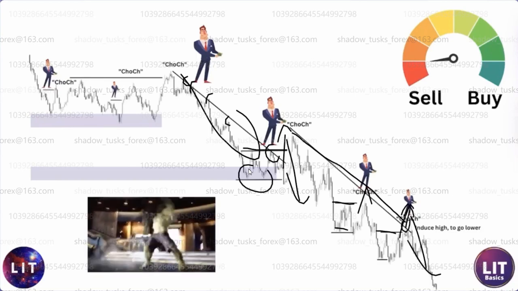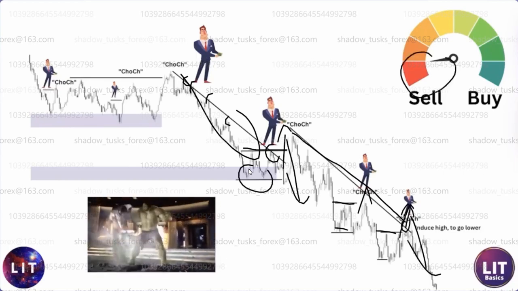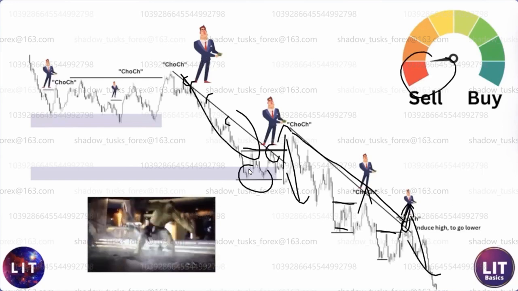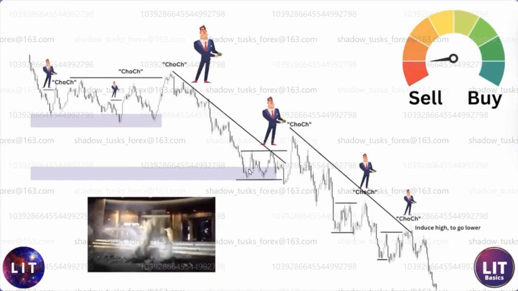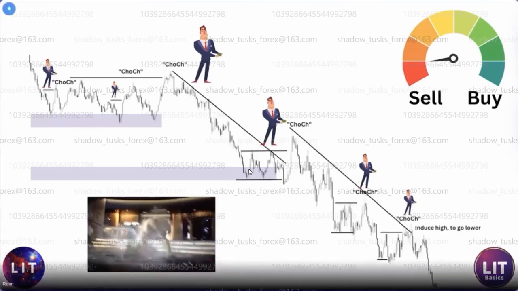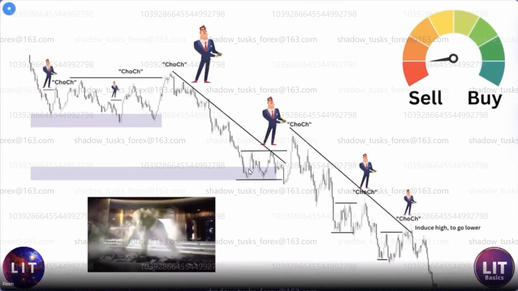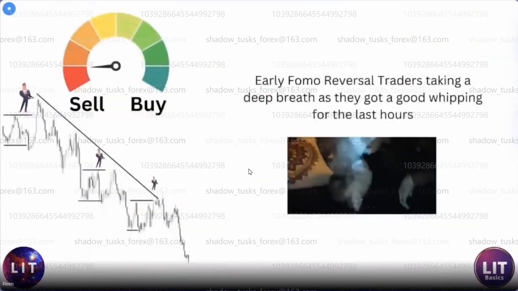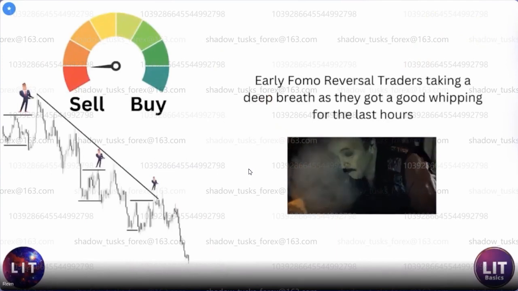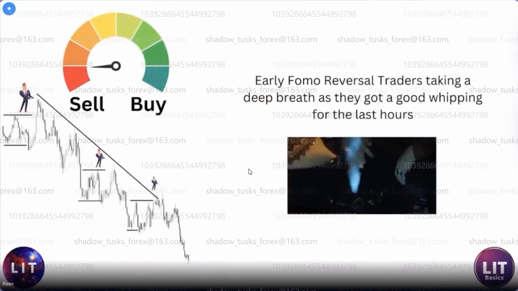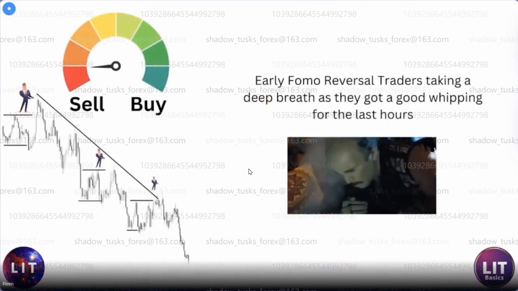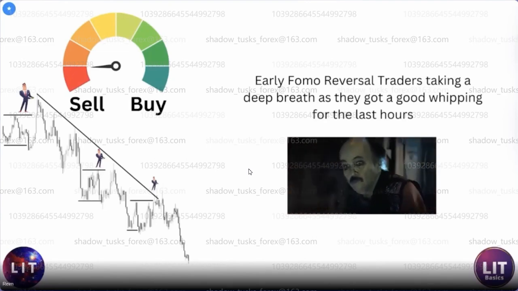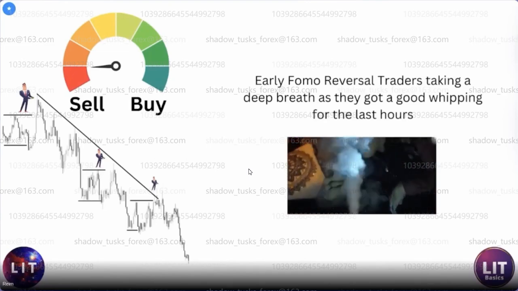But at some point, obviously, you notice, oh, the sell meter is getting too much, sellers getting in. So obviously, they have to return price action soon. So how are they going to do it? Obviously, now at this point, early former reversal traders are taking a deep breath as they're getting a good whipping for the last hours. Right, so they're being like this guy, like, ooh.